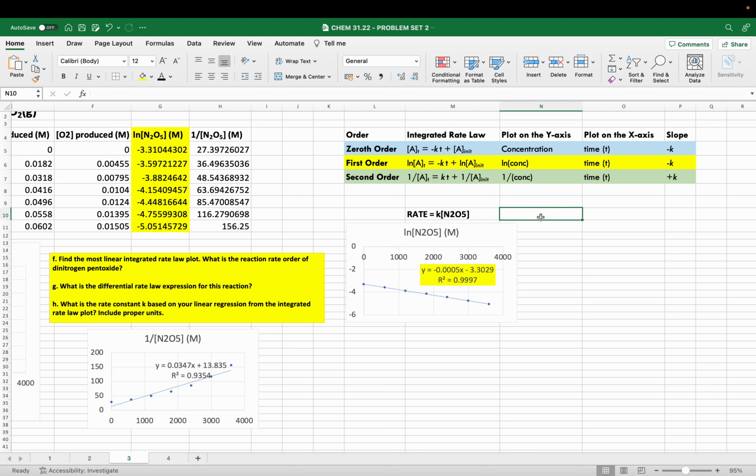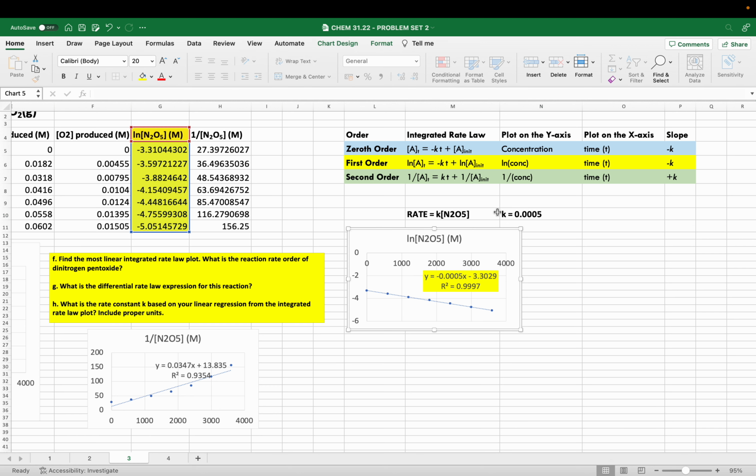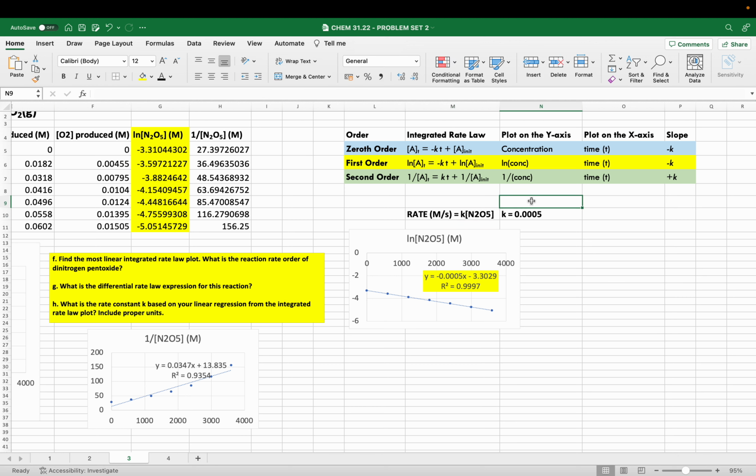So here, k is just equal to the negative of negative 0.0005, or just 0.0005. Sir, what about the units? Okay, we know that rate should be in molarities per second, and we know that k is being multiplied to a molarity, which means the units for k here will be just 1/second.